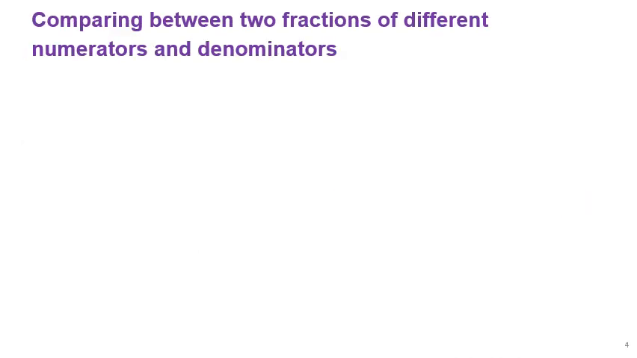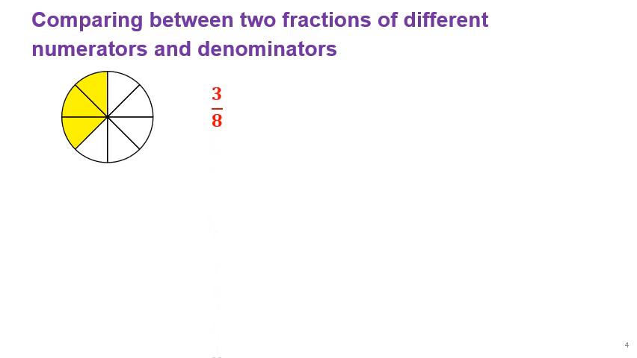Now we are going to compare two fractions of different numerator and different denominator. If I have this fraction, 3 out of 8, and this fraction, 2 out of 4, I want to compare between them. They don't have the same numerator or the same denominator. So I'm going to try to make them have the same denominator.